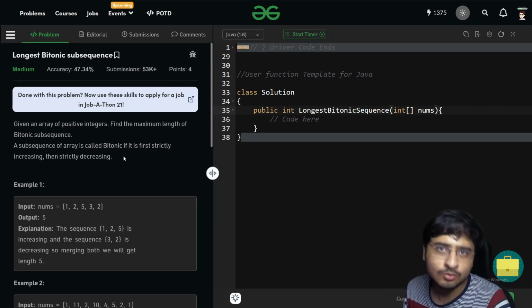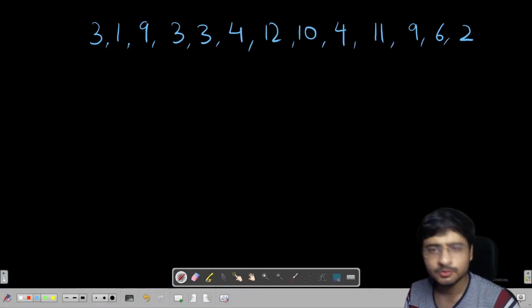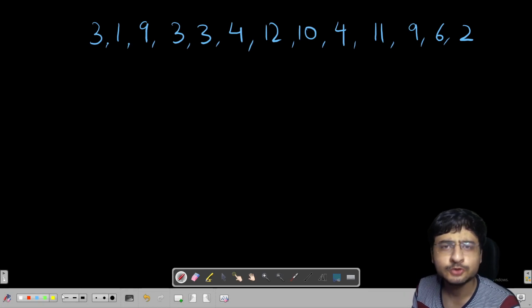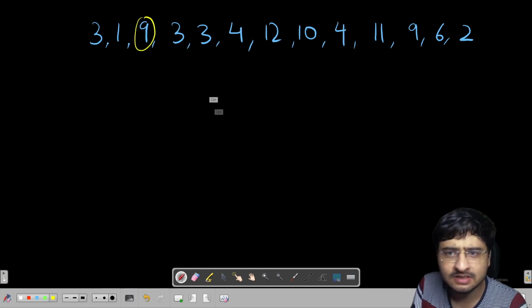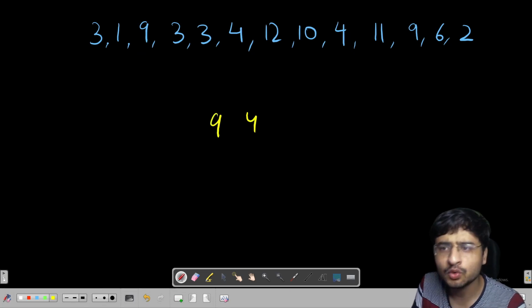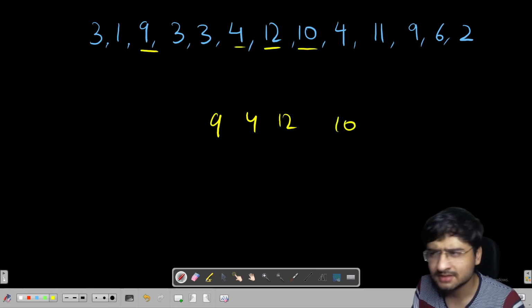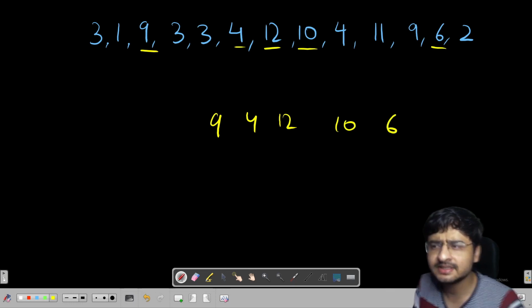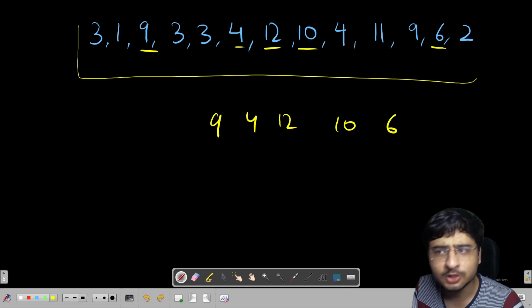Let us analyze this on board with a good test case and then understand the problem itself. So this is the test case I've taken here, which will beautifully demonstrate what is a bitonic subsequence, right? So let us look at the subsequence. I hope you understand what is a subsequence in an array, right? If I select some elements, let's say 9, I select 4, I select 12, I select 10. I've selected these elements, right? Let's select 6 as well.